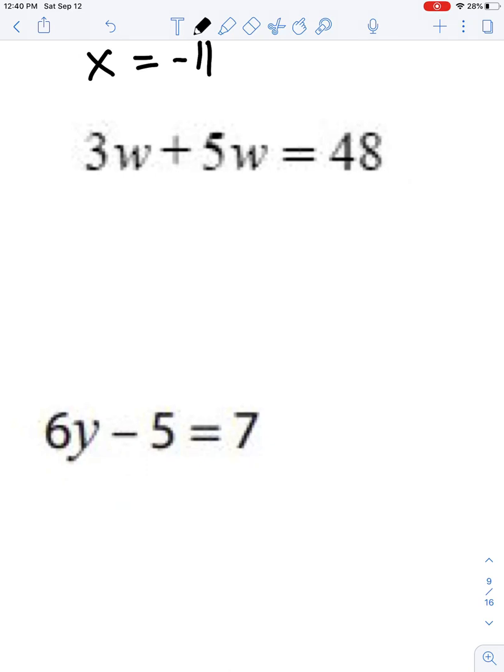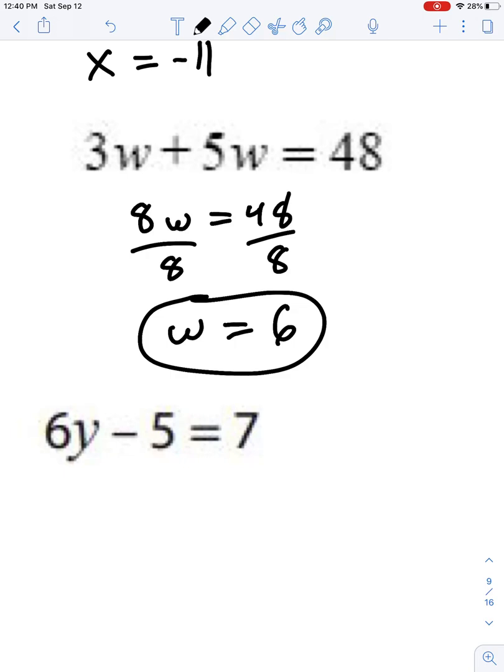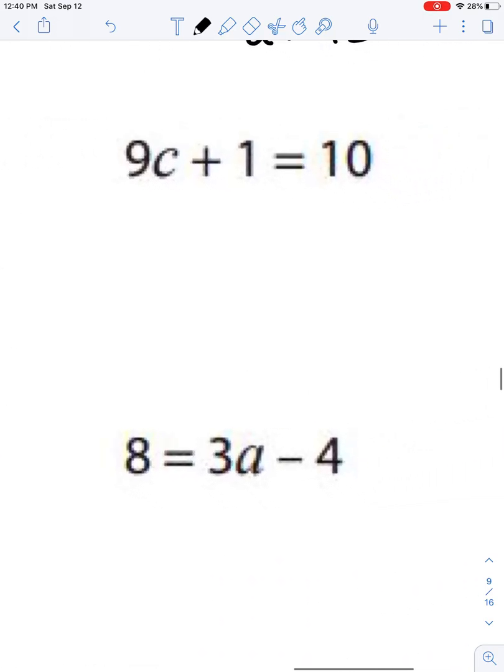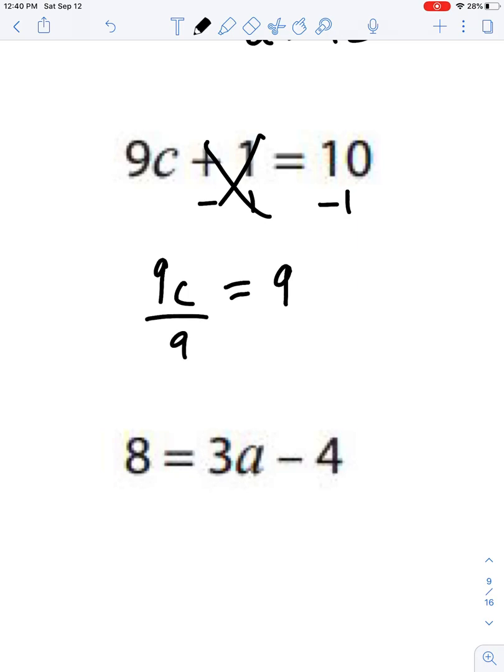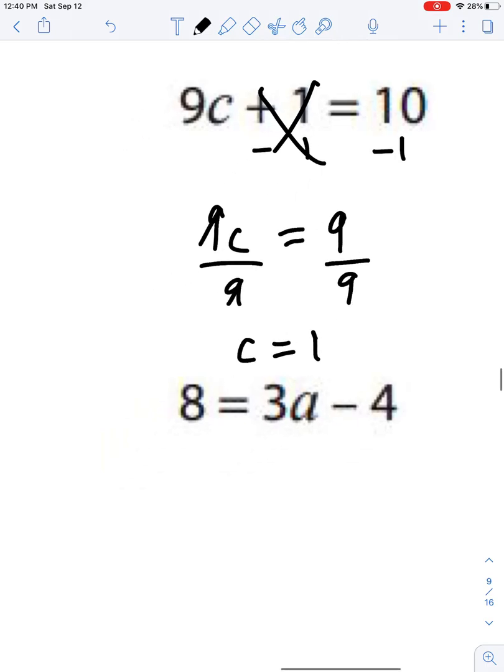Next one, I've got 3w plus 5w. Right off the bat, I know I have to combine like terms. 8w equals 48. Divide by 8, divide by 8. W equals 6. Next one, I've got multiplication and addition, so let's get rid of the addition first because that's backwards PEMDAS. 9c, these are gone, equals positive 9. I'm dividing by 9 because it's being multiplied there. So these are going to cancel. C equals 9 divided by 9 is 1.